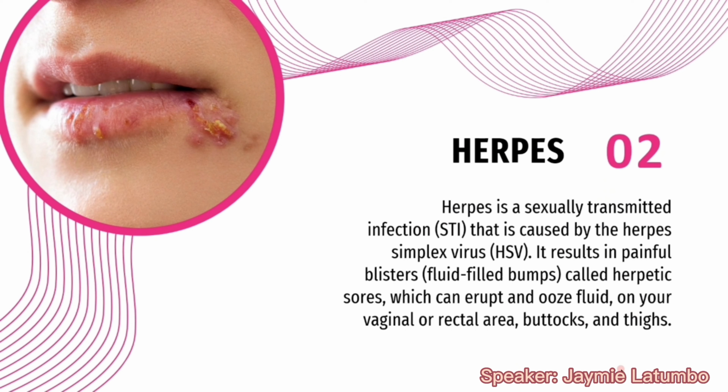So basically, HSV1 is the oral herpes, while HSV2 is the genital herpes. It causes painful blisters called herpetic sores. The picture is an example of it. So para po siyang butig-butig na may laman tubig, diba? So symptoms are pain while urinating, sores in their genitals, itching or burning, fever, swollen lymph nodes, or muscle aches.